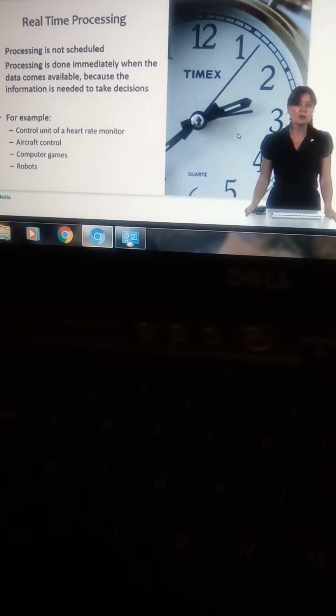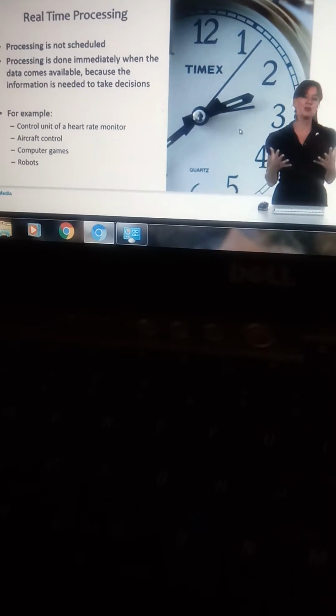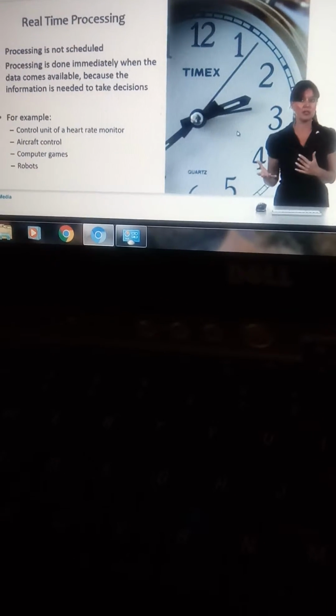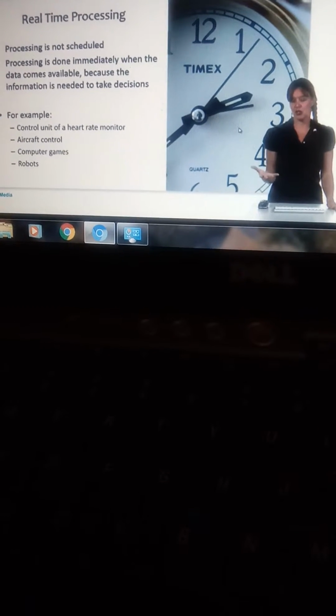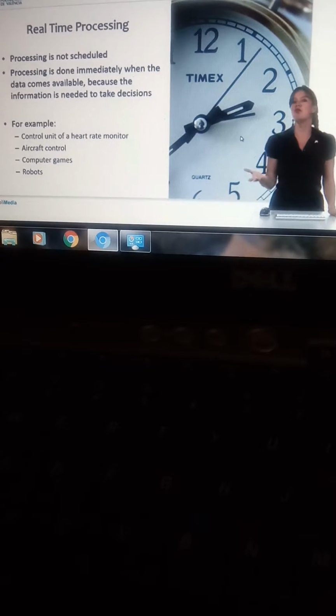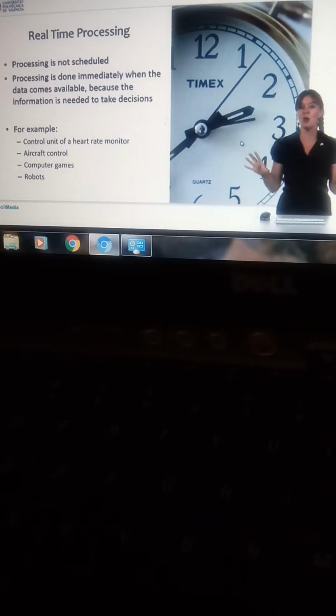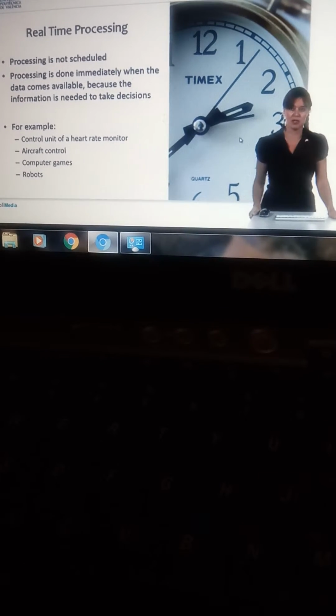The same in an aircraft control. The aircraft is being controlled. We get data from all kinds of sensors, and we need to process this data immediately to get information and use this information to know whether action or no action should be undertaken. With computer games, it's the same. We need to process the information in real time to make immediate decisions on how a game is going to progress. And also with robots. If we want to make robots move, for example, around in a room, its processors and sensors need to detect if there's any obstacle, and decisions need to be made immediately about which direction a robot should go. So this is real-time processing.